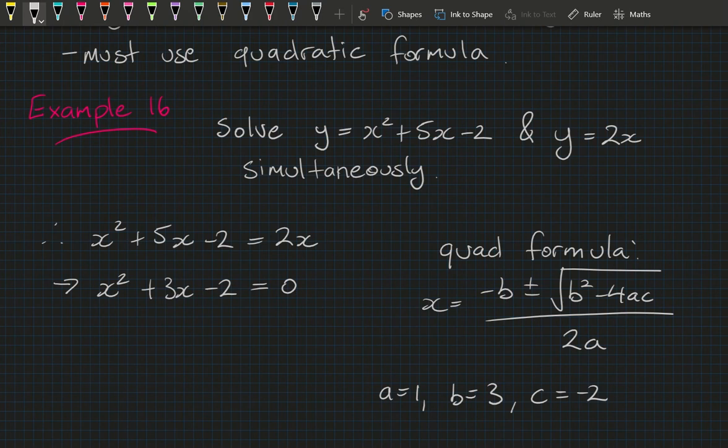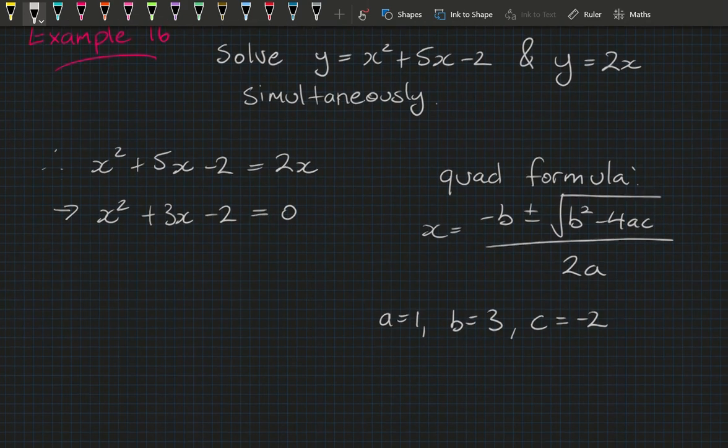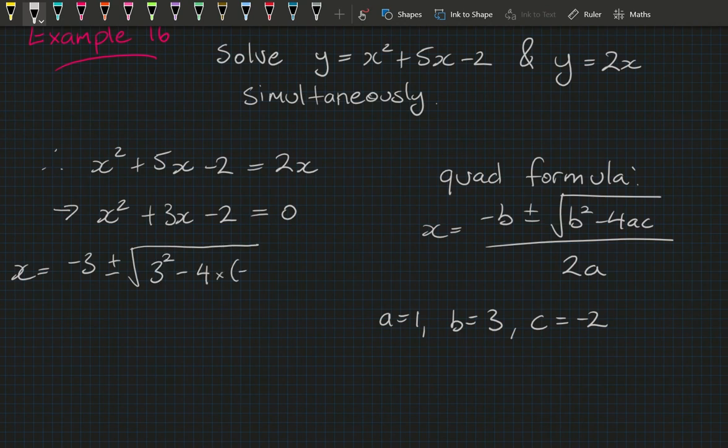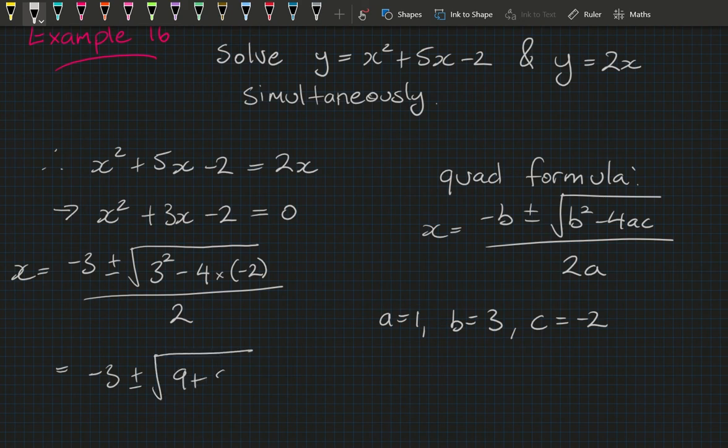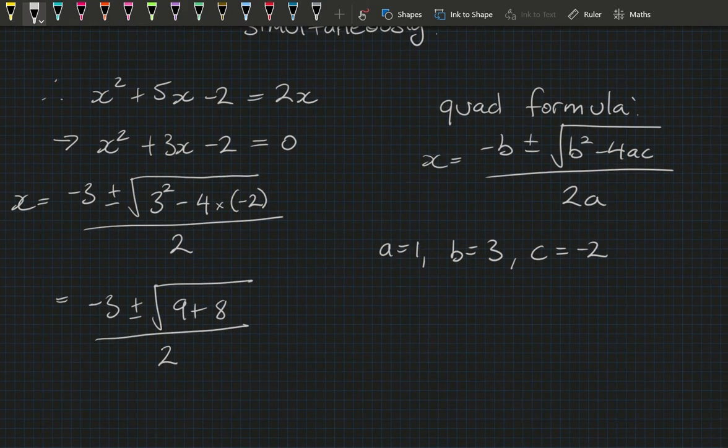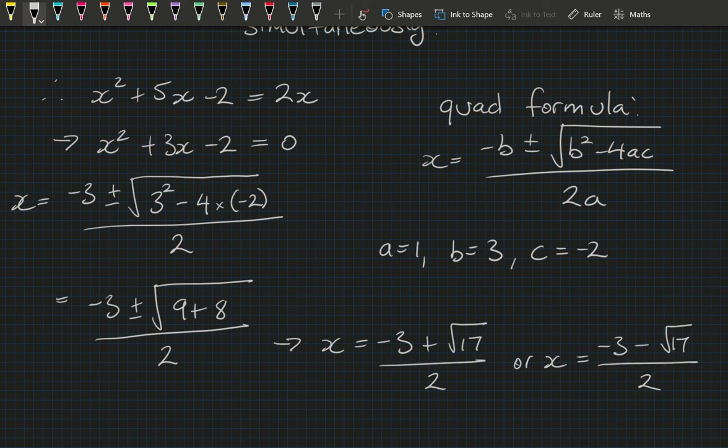So therefore in this case, we're looking for x that's equal to minus 3 plus or minus the square root of 3 squared minus 4 times 1 times minus 2, all divided by 2. So cleaning this up a bit, 3 squared is 9, minus 4 times minus 2 is plus 8. So we're left with minus 3 plus or minus the square root of 9 plus 8, all over 2. Therefore, the solutions to this quadratic are where x is equal to minus 3 plus the square root of 17 over 2, or minus 3 minus the square root of 17 over 2.